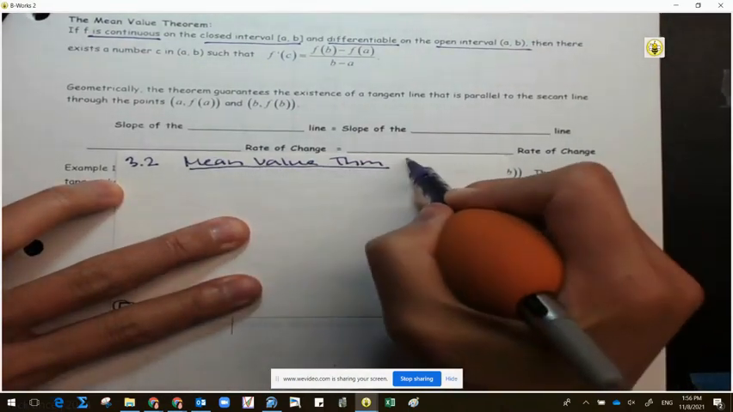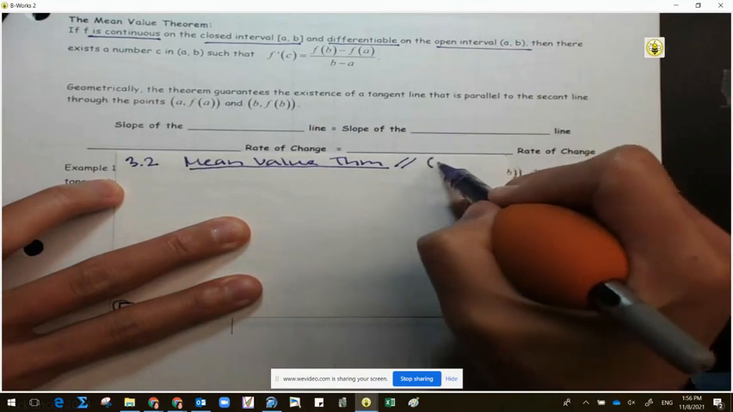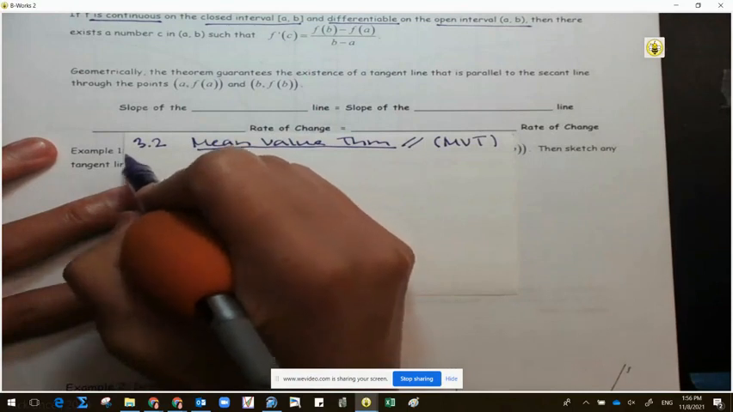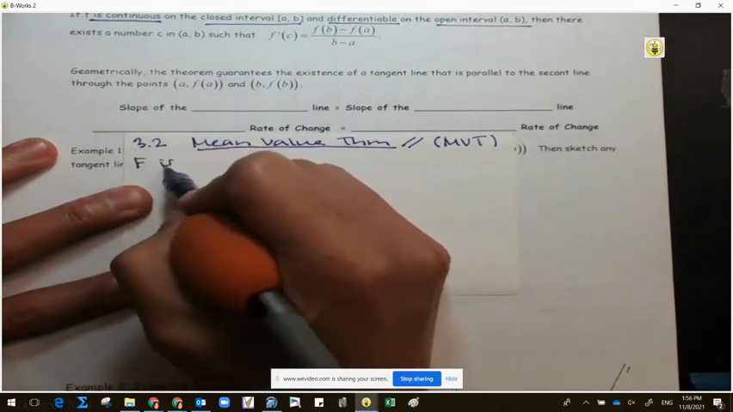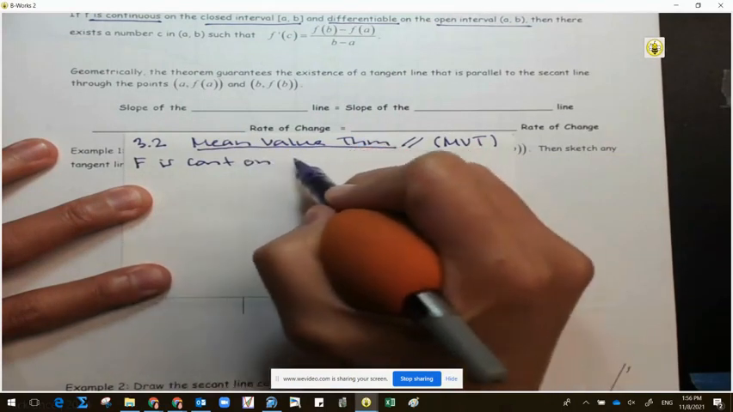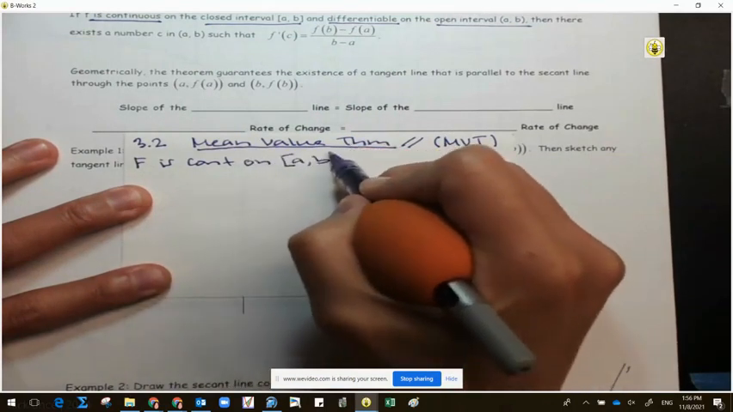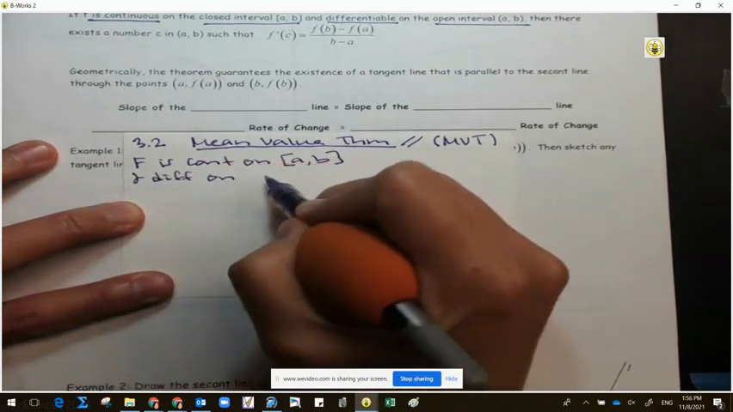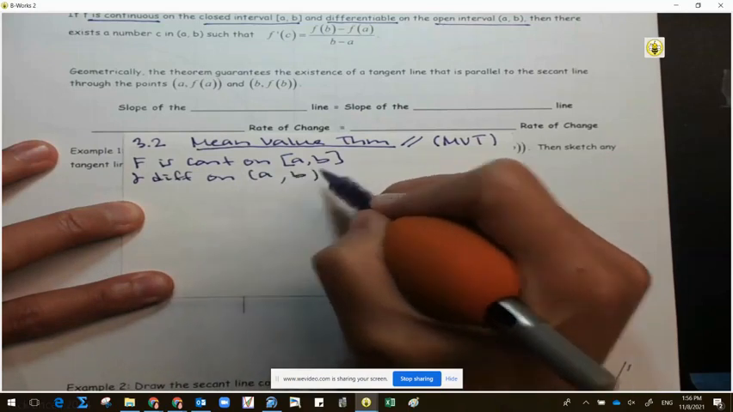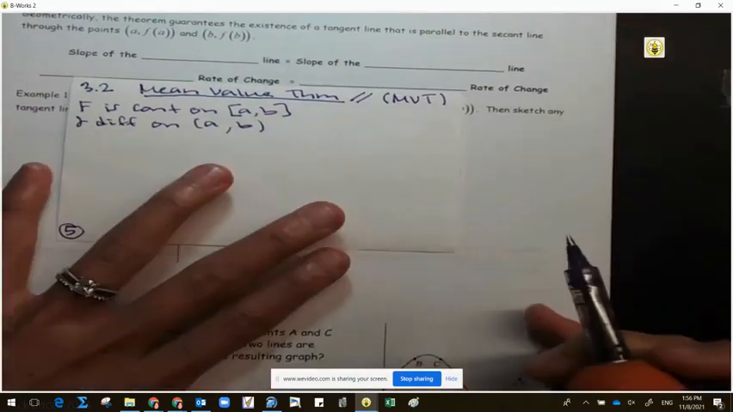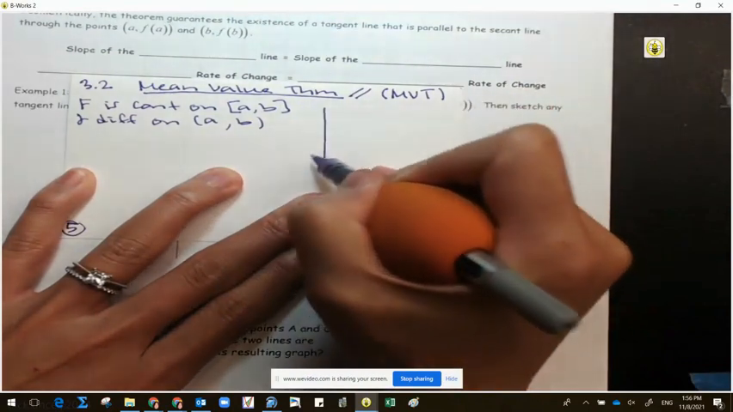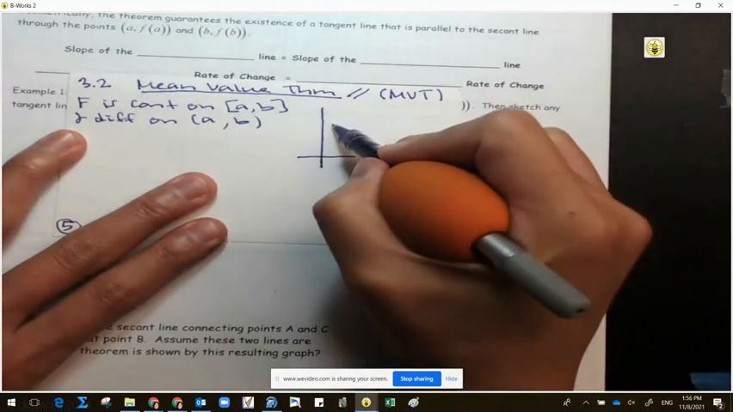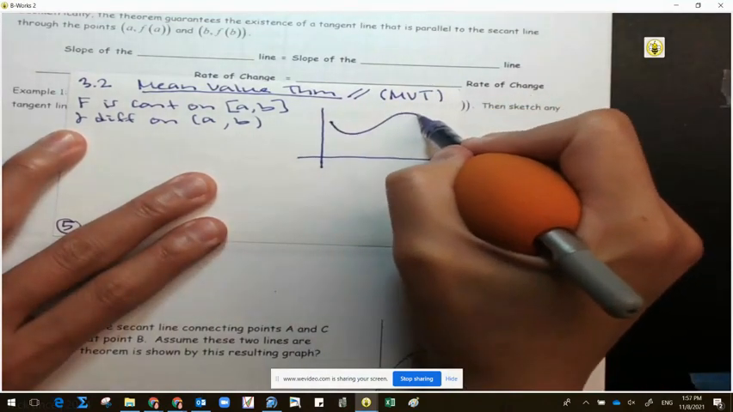And the mean value theorem has to do with parallelism, and our abbreviation is MVT, mean value theorem. And let's write our condition. The function is continuous on [a, b], that's closed, and differentiable on the open interval (a, b). And I want to make a graph on this one. How you make the graph doesn't really matter in the end, but I want to make a graph that looks somewhat extreme like this maybe.